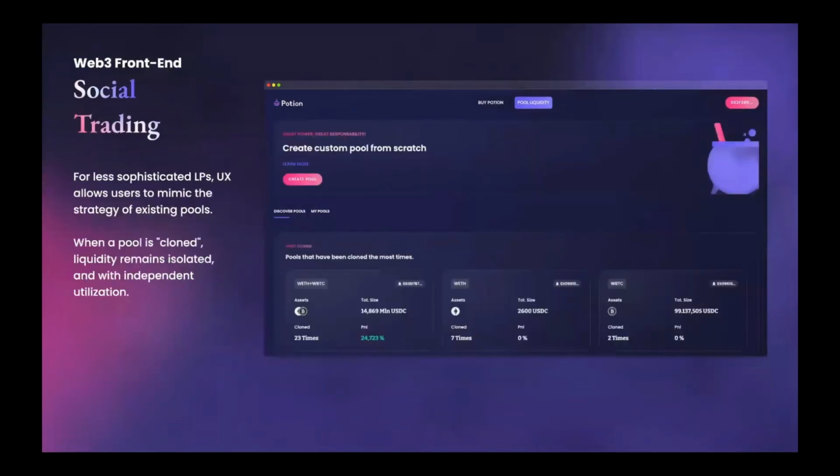Okay, so I'm close to finishing now, but let me give some more color on the more entry-level LP flow. This flow is based on the idea of social trading. Since all protocol data is obviously public in Ethereum, our subgraph can index all of that and show it in useful ways to the LP and help him decide how to set up his pool.